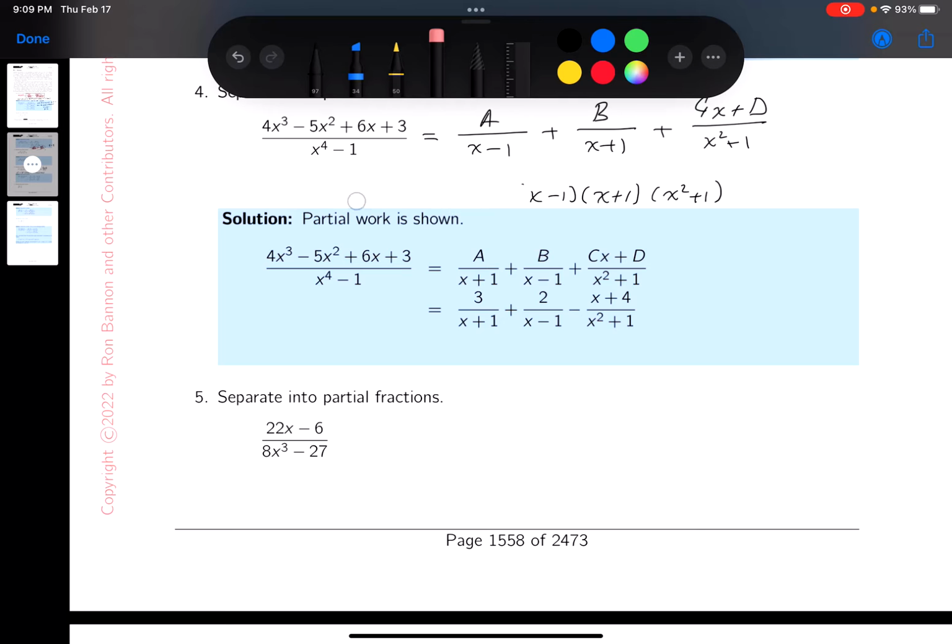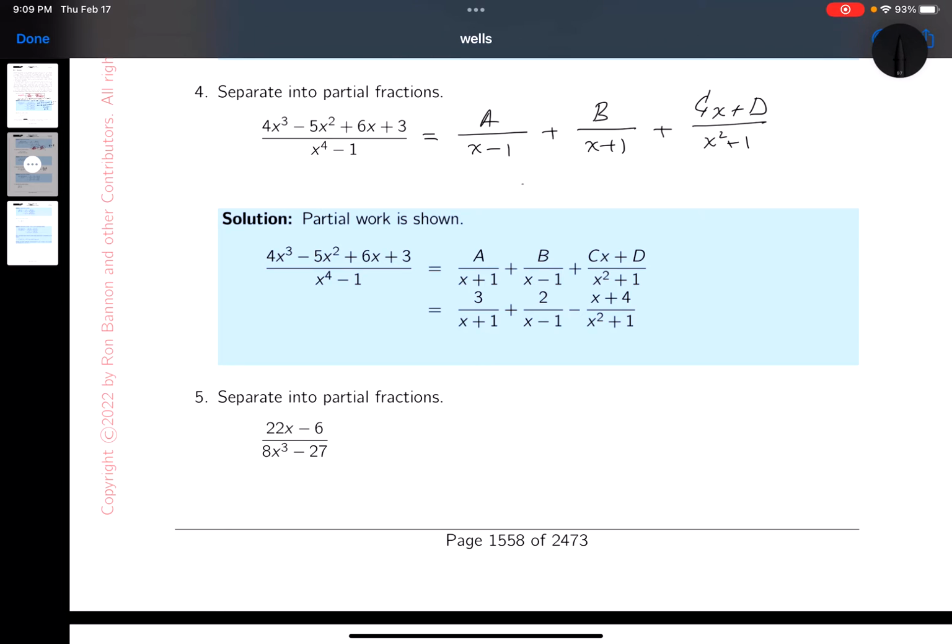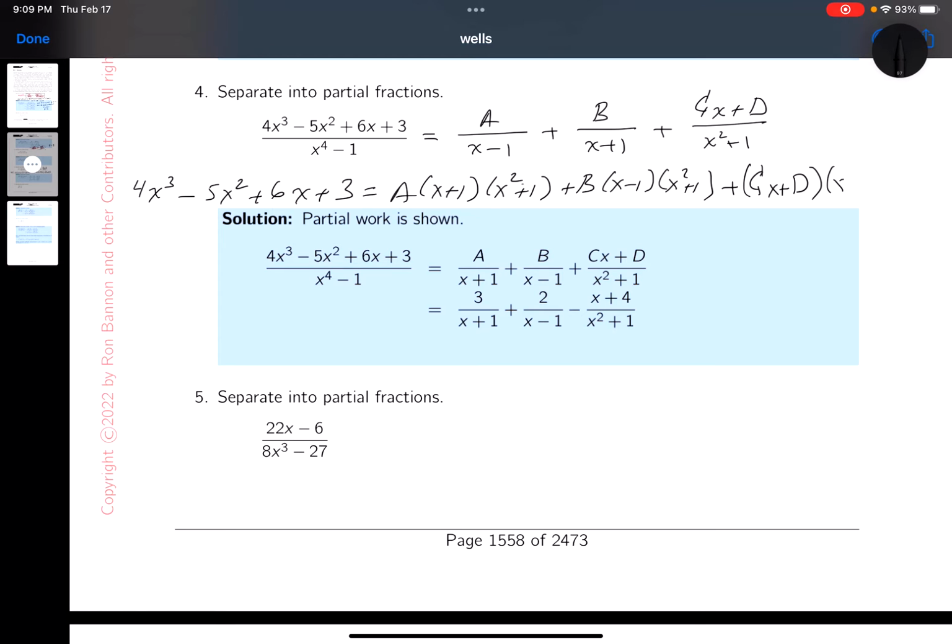I'm going to erase this over here, and now what I'm going to do is multiply both sides by the LCD. And what do you get? Let's write that down. It's going to be 4x^3 - 5x^2 + 6x + 3 = A(x + 1)(x^2 + 1) + B(x - 1)(x^2 + 1) + (Cx + D)(x - 1)(x + 1).